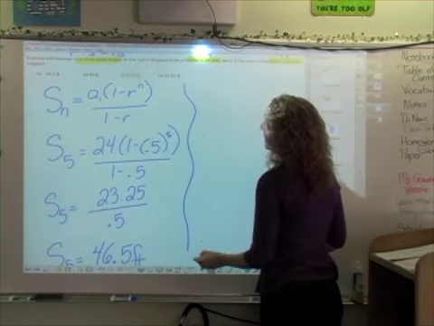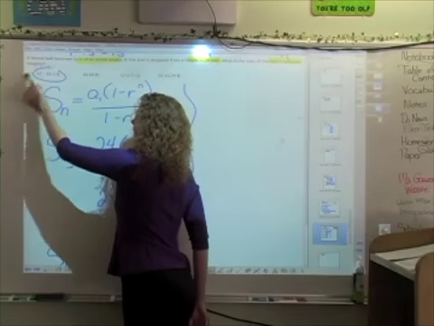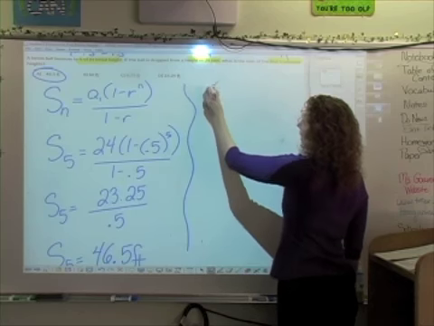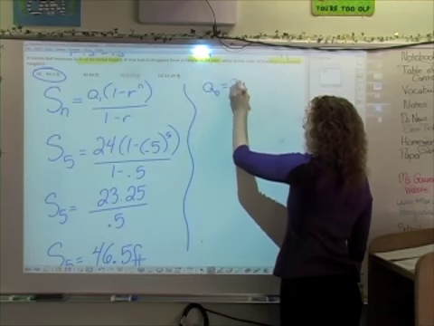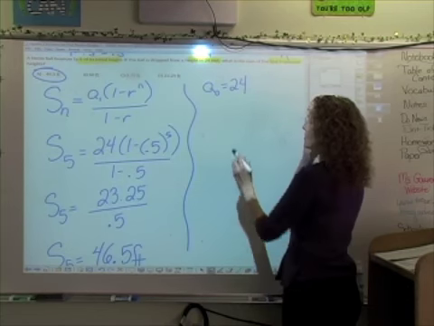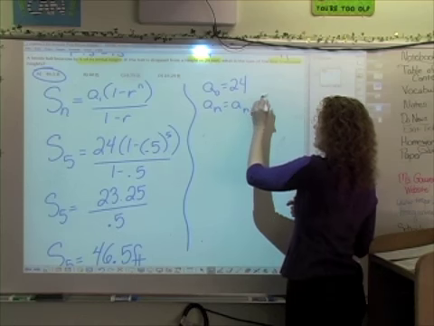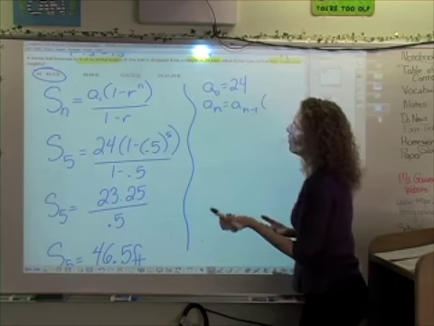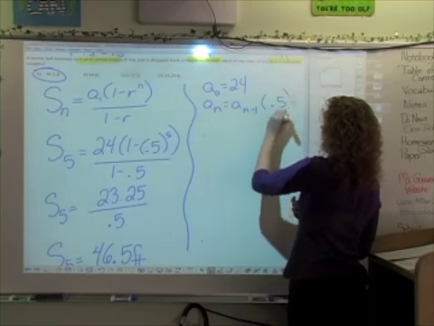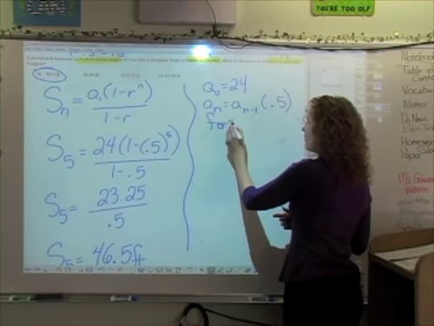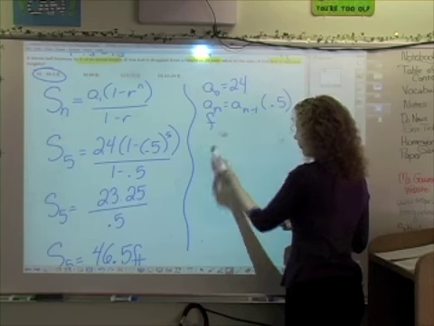Now, if I did a recursive, and this is choice A, if I did a recursive for this, I'm saying that my initial height, A0 equals 24, and my new heights are A(N minus 1) times our value of 0.5. That's our ratio. We're coming back to half the height. And again, this is for all bounces. We're doing bounces 1 through 5.